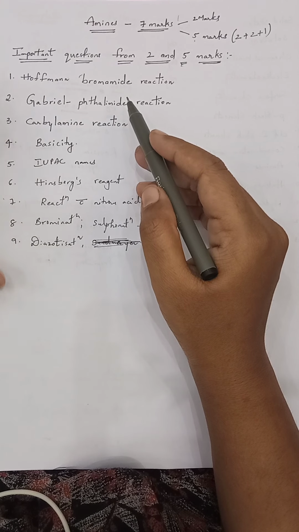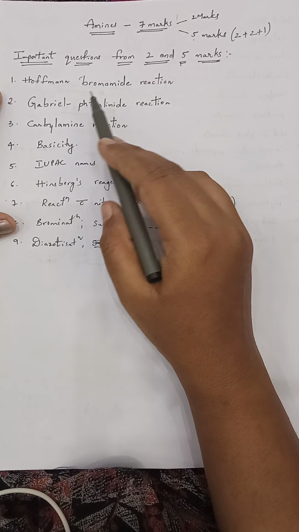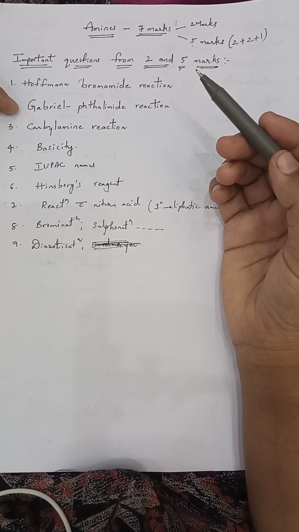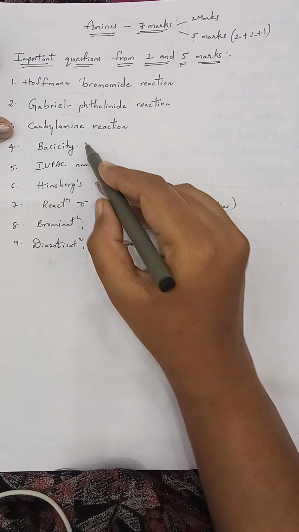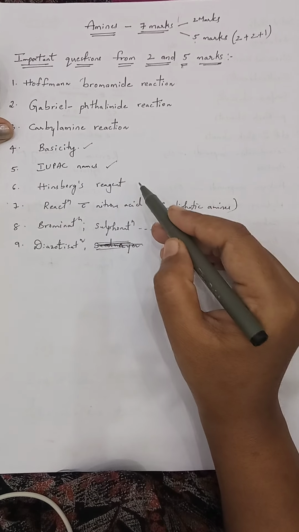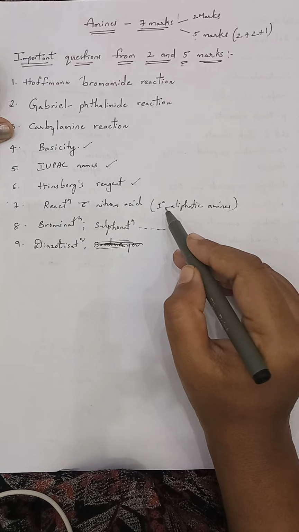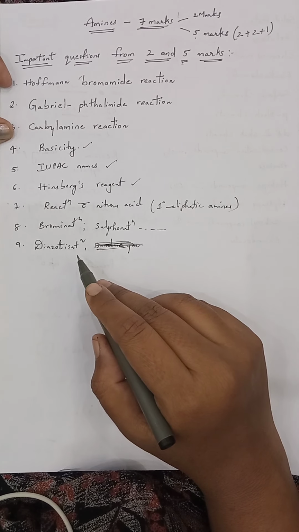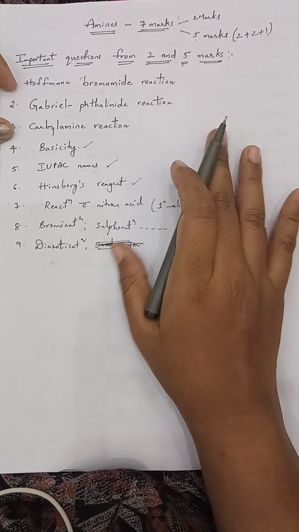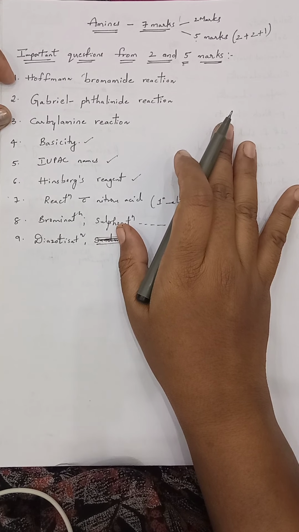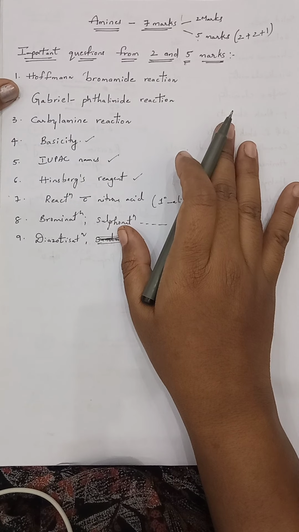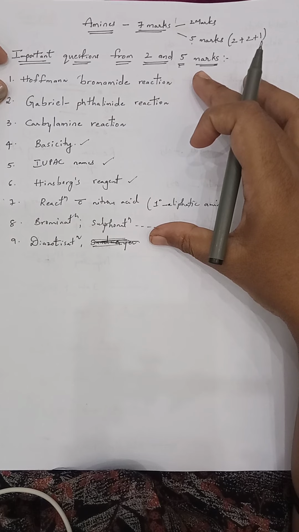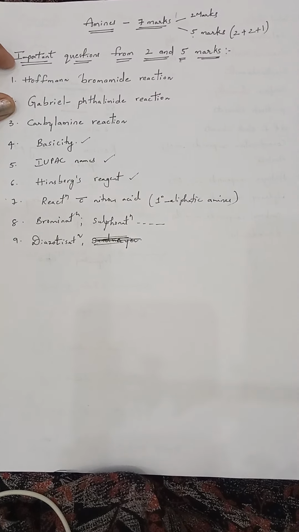In the complete chapter of amines, you want to concentrate on the most important concepts, that is Hofmann bromamide reaction, Gabriel phthalimide reaction, carbylamine reaction, basicity of amines, IUPAC names, Hinsberg reagent, reaction with nitrous acid, bromination, sulfonation, and finally the diazotization process. These are the most important concepts where you want to concentrate for scoring the 7 marks. Now we'll see in brief about these concepts. In this video I am going to explain only about these important concepts.